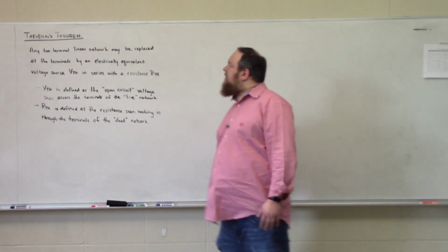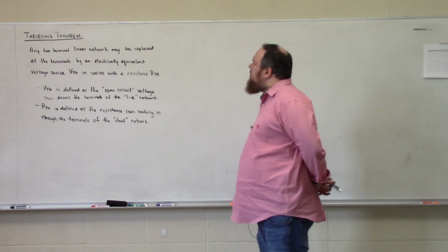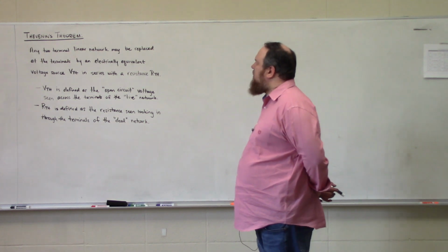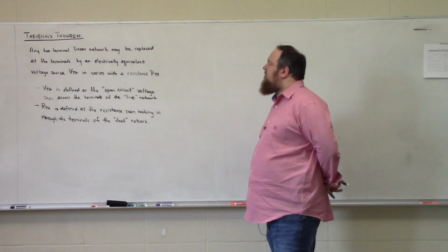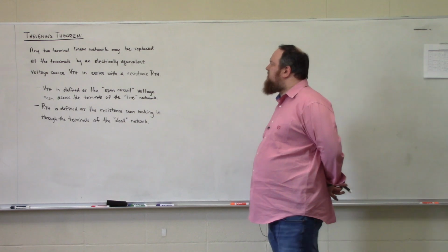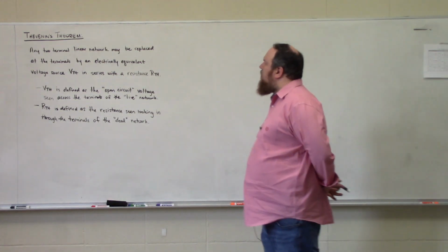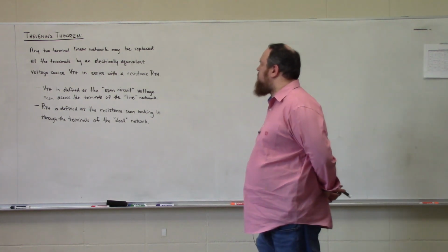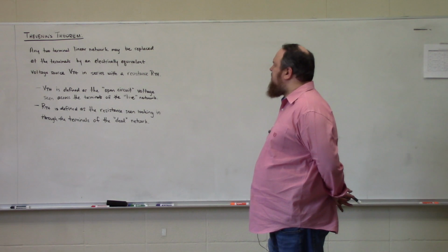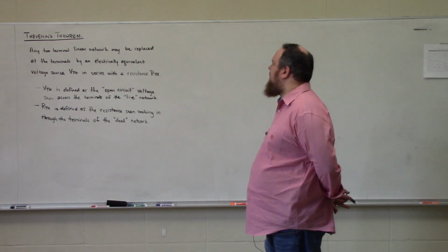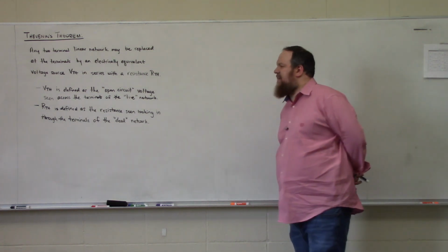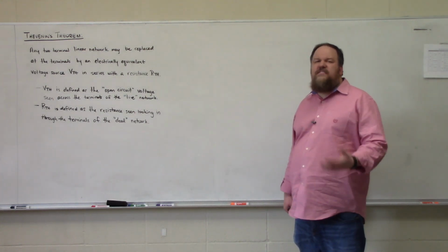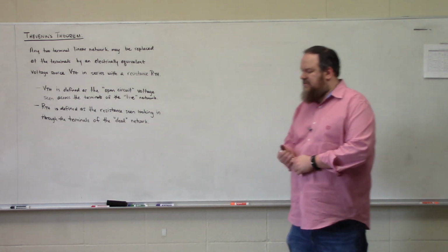So let's look at Thevenin's theorem. Thevenin's theorem says any two-terminal linear network may be replaced at the terminals by an electrically equivalent voltage source, VTH, in series with a resistance RTH, where VTH is defined as the open circuit voltage seen across the terminals of the live network, and RTH is defined as the resistance seen looking in through the terminals of the dead network. And I find that it's best to actually learn this technique using circuits as examples.